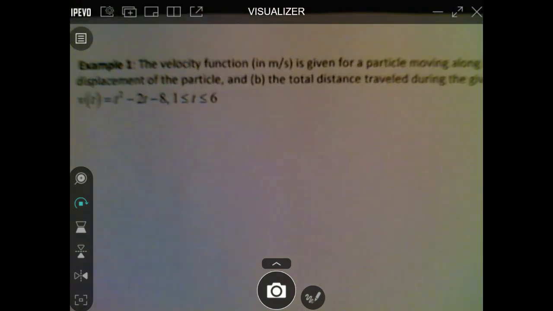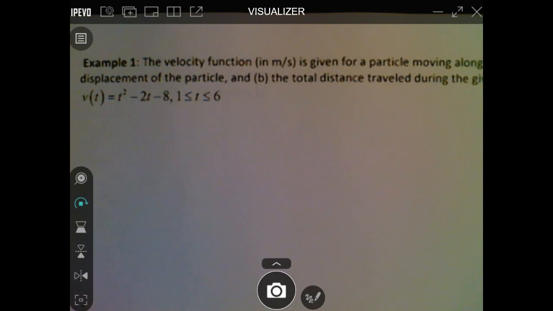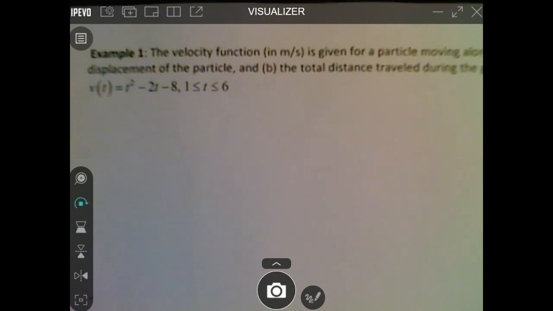So let's look at some examples. For example one, I'm going to give you guys the velocity function, and we're looking for both displacement and total distance. Displacement is basically just FTC part 2. You don't have to worry about what's above or below the x-axis. You're literally just taking the antiderivative and evaluating it. So the displacement is usually the easier part.